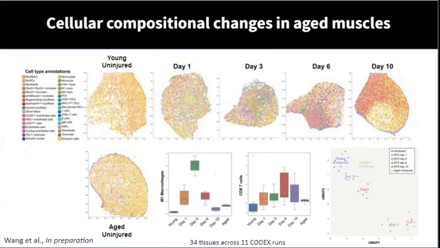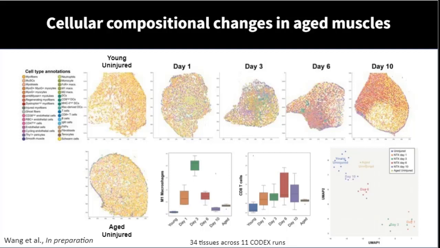So from our cell type annotation data, we've been able to generate a spatial cellular atlas of skeletal muscle regeneration. And also we've been able to compare what's happening with young and aged muscles. And across multiple experimental runs and multiple tissues, we get this very nice consistency in the changes in cell types that occur with injury and aging. Here you can see that M1 macrophages, which infiltrate the tissue in order to clear dead muscle fibers, increase at day 3 and then resolve by the later time points of regeneration, versus CD8 T cells, which come into the tissue much later on.